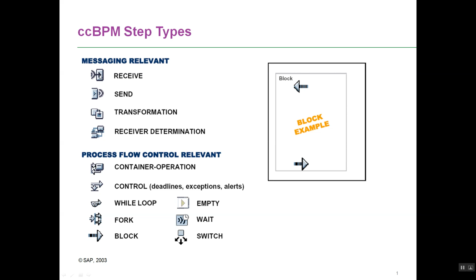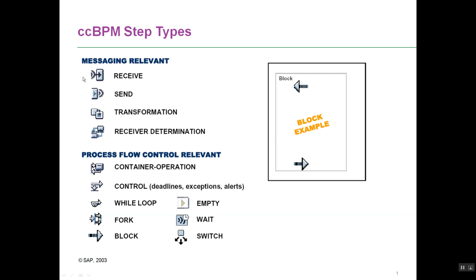Okay, so a receive step type is used to receive a message in ccBPM. Whenever you want a ccBPM to receive a message, you will use a receive step type. Very important point, any ccBPM will always start with a receive step because PI is dealing with messages. Your ccBPM always has to start with a receive step. A receive step is typically the first step of your ccBPM.